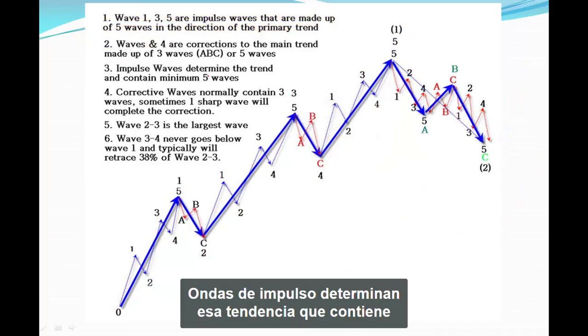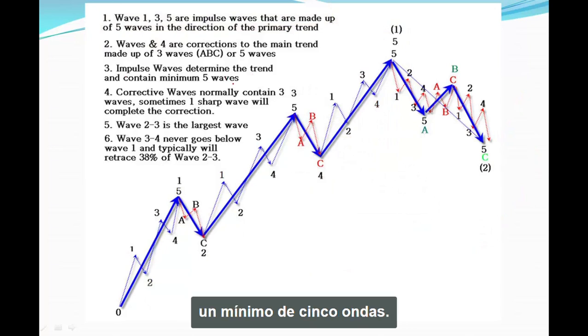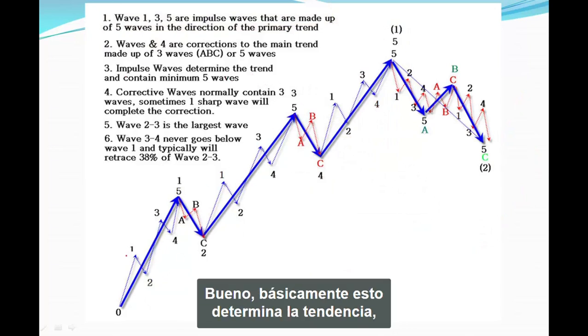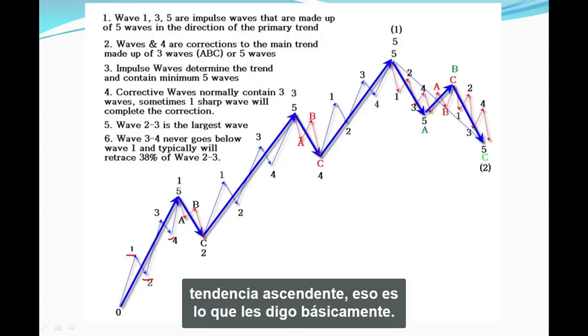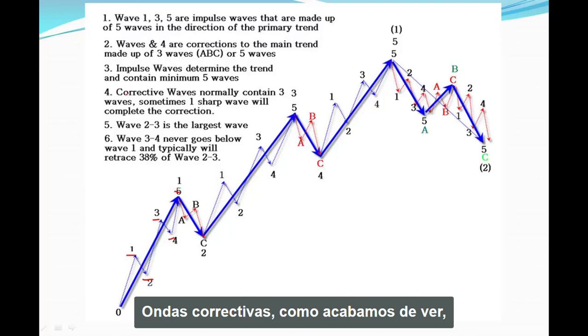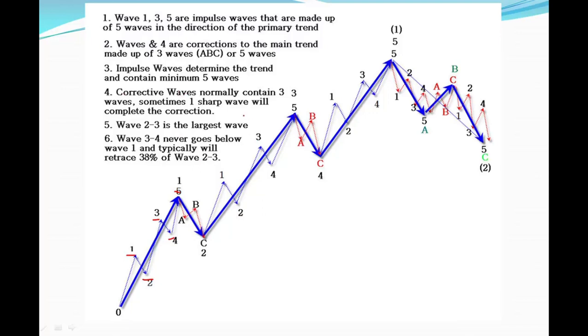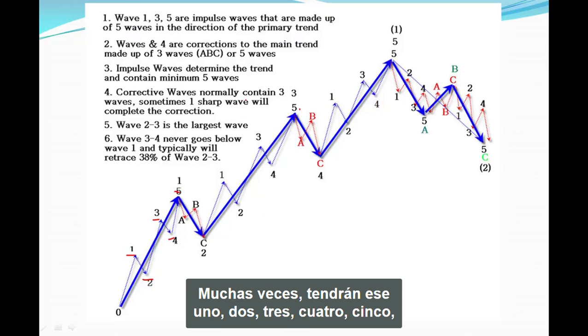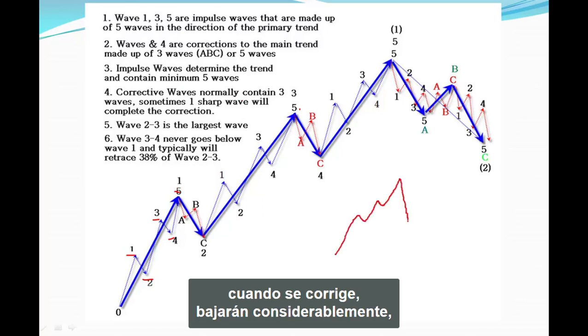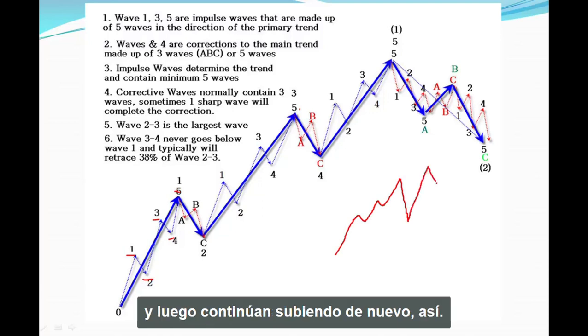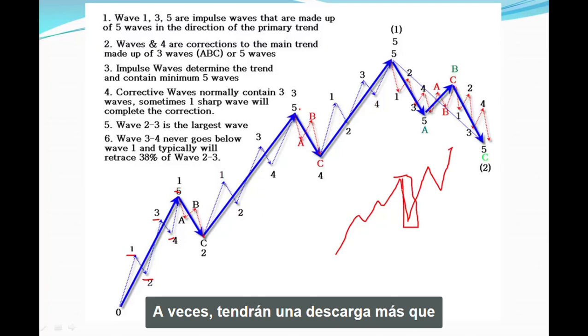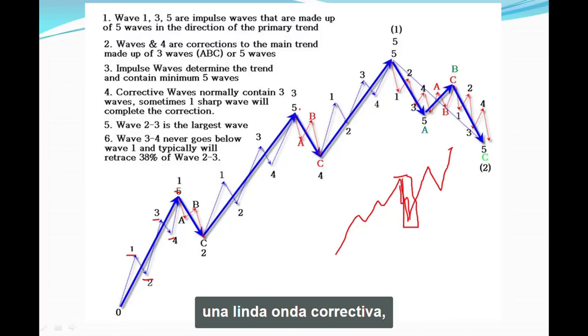Now, impulse waves determine the trend and contain a minimum of 5 waves. Basically, this is determining the trend. The trend is up, so that's what it's telling you. Now, corrective waves, as we just saw, contain 3 waves. A lot of times, you'll get that 1, 2, 3, 4, 5, and when it corrects, it'll come down sharply and then continue up again, like that. So sometimes you'll have a flush rather than a pretty corrective wave, and that's not out of the ordinary.